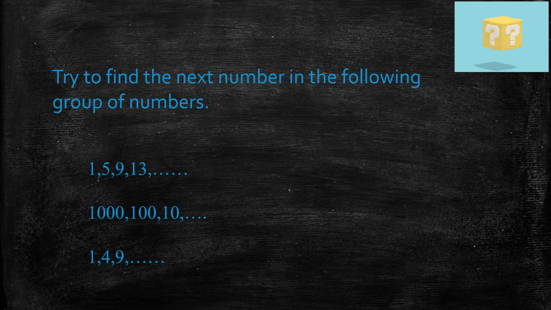Children, you might have come across various patterns of numbers like 1, 3, 5, 7, and so on, 2, 4, 6, 8, and so on. Now, try to find the next number in the following group of numbers given. What did you observe? Did you find out the next number? You can. This is because the numbers are arranged in an order according to a certain rule. Let us understand the rule first.